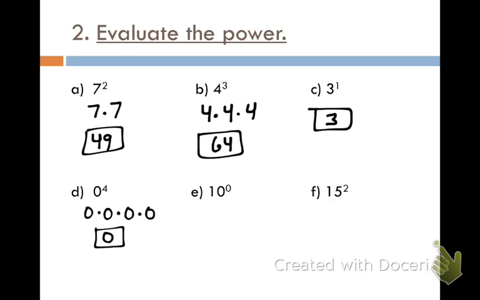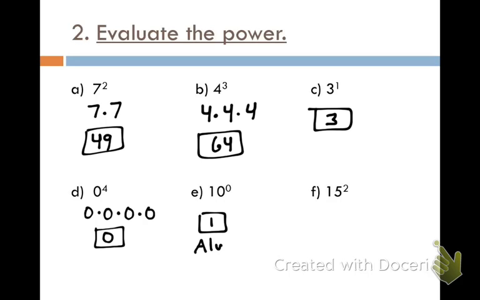Going on to the next one, 10 to the 0 power. Now, this one's a little bit different, kind of unusual. A lot of times we might automatically think, oh, yes, that's going to be a 0. But I want you guys to plug it into your calculator to see what it would be. 10 to the 0 power. Once you plug that in, what's the answer, guys? 1. Anything to the 0 power will always equal 1.